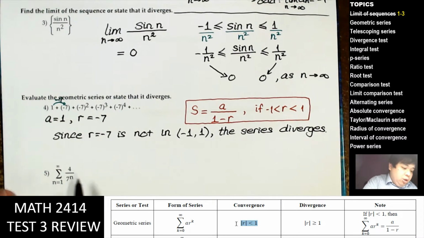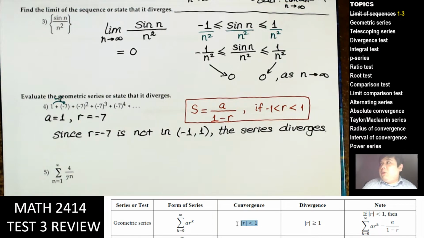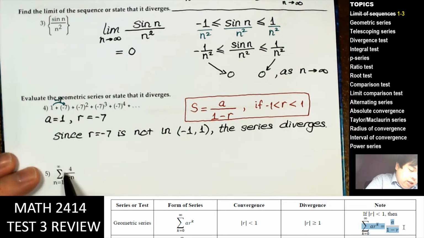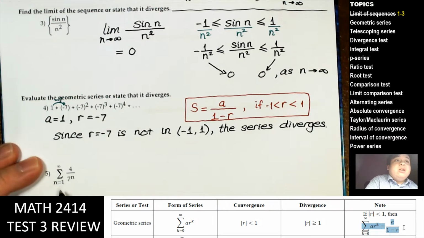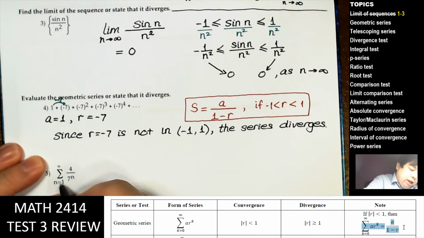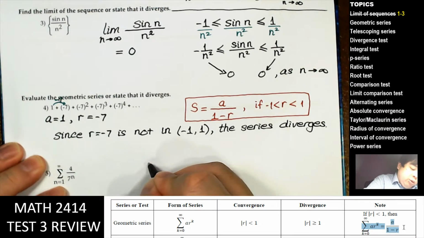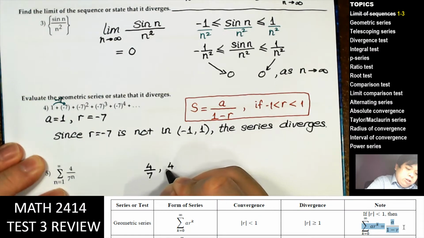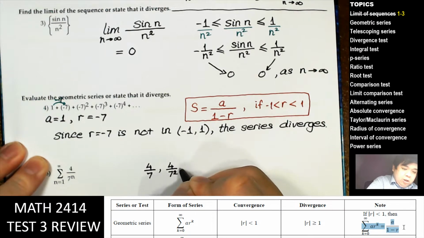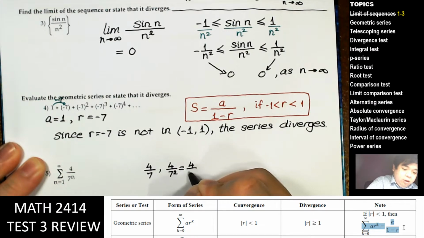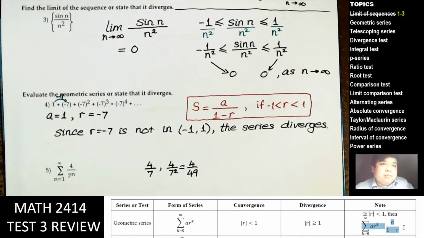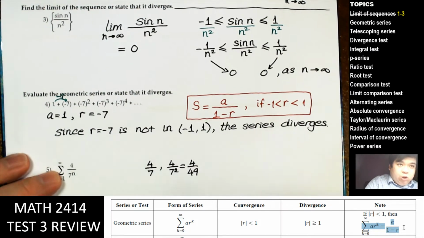Next, we still find the sum of the geometric series here. By the way, the sum formula is at the bottom right-hand corner of the screen. So we have that. First, we find the first term. If we just want to write a few terms out, we put 1 here. We have 4/7 as the first term. The next term is 4/7 squared, which is 4/49. Right. And then so on.